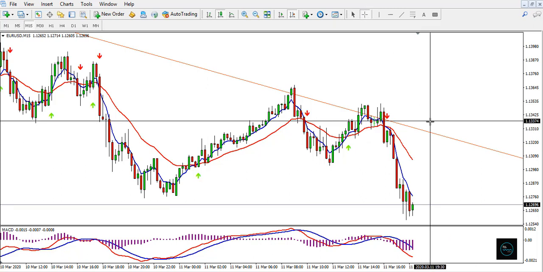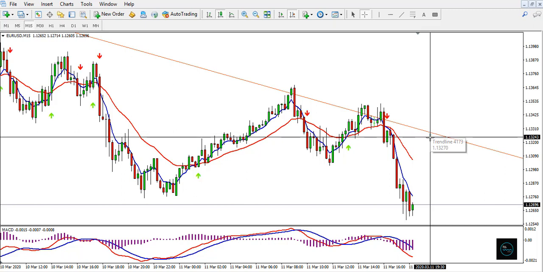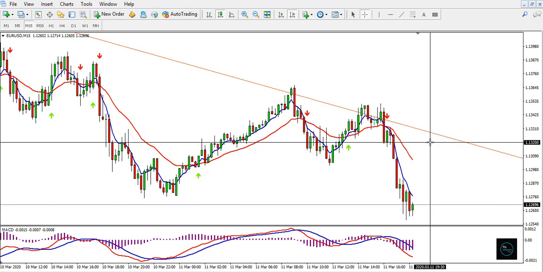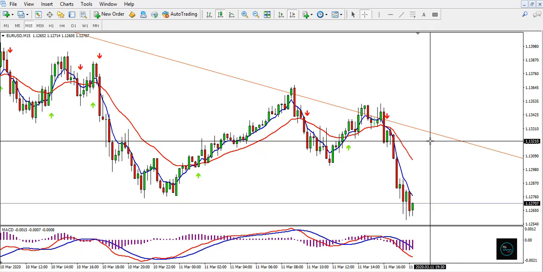So my entry was at 1.13209, which is somewhere here, just in this region here. Okay, I got in. I used the 1 hour time frame, but I'm just showing you on the 15-minute how I got into the trade.